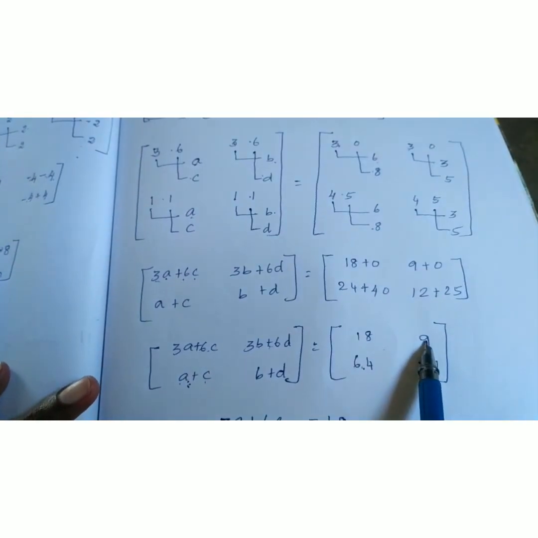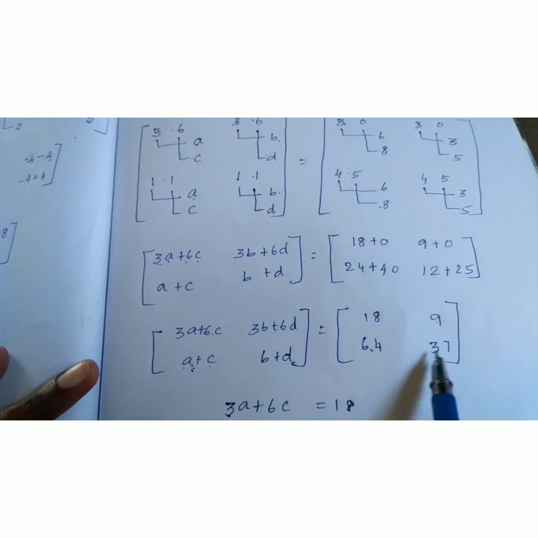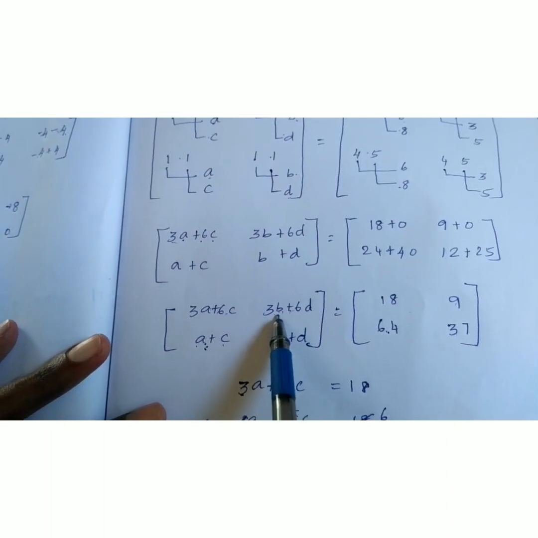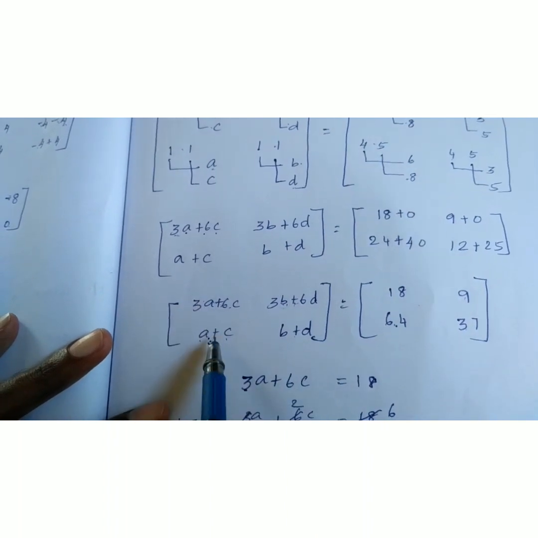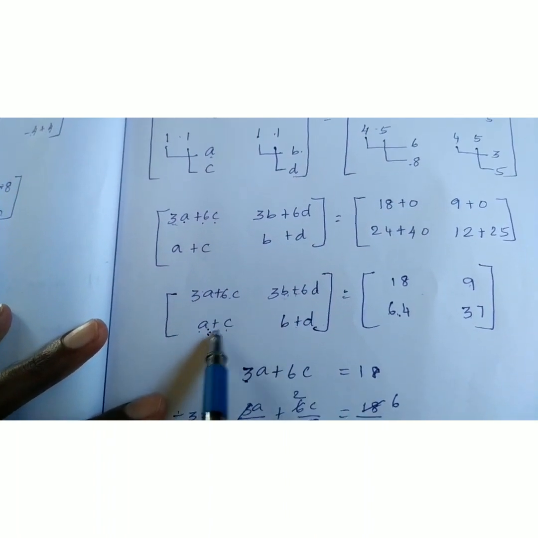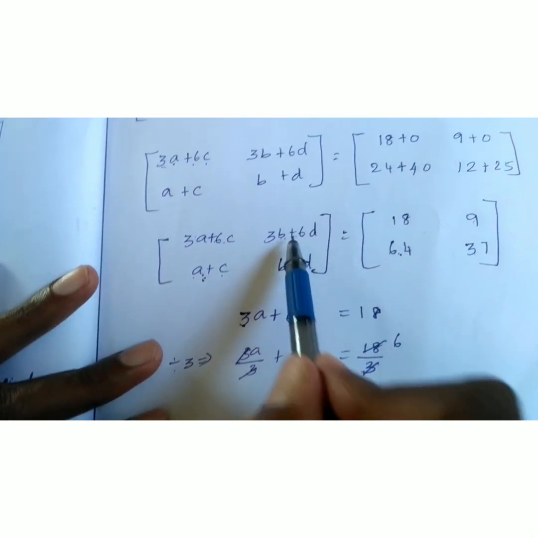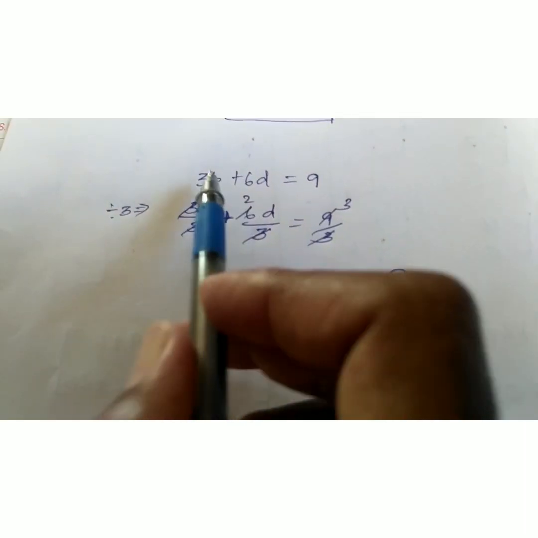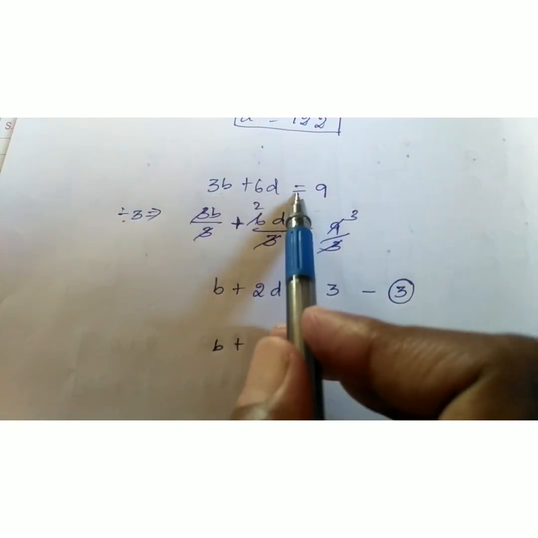Same like that. Now equate the second element and second element, then the fourth element and fourth element. Why? Because the second element and fourth element have the same variables b and d. The first element and third element have the same variables, so we took 1 and 2. Now the second element and fourth element. Second element: 3b plus 6d equal to 9.